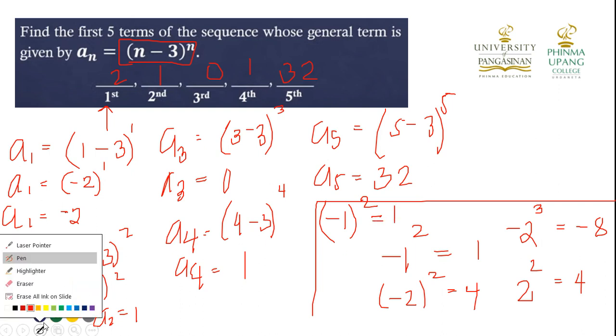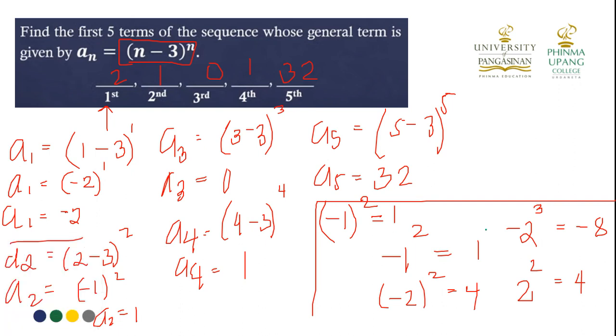Okay, tingnan natin kung ano yung mga tamang sagot at maling sagot. The first one is correct. The negative 1 raised to 2 is correct. And then negative 1 squared is equal to 1 is wrong. Negative 2 raised to 2 is correct. Negative 2 raised to 3, negative 8, correct. Then 2 raised to 2 is equal to 4, which is correct.